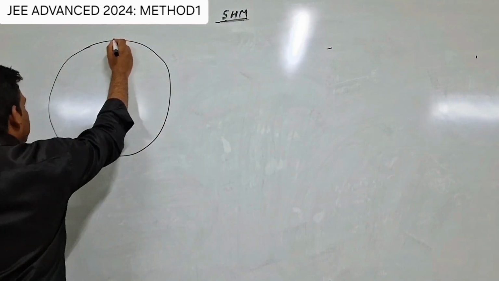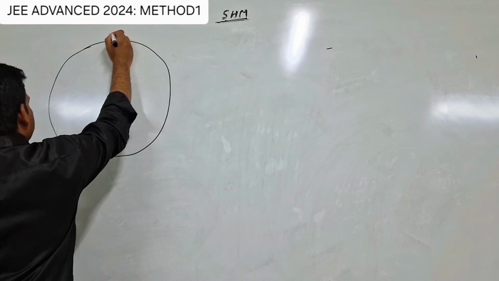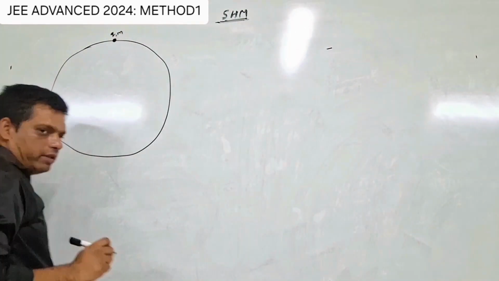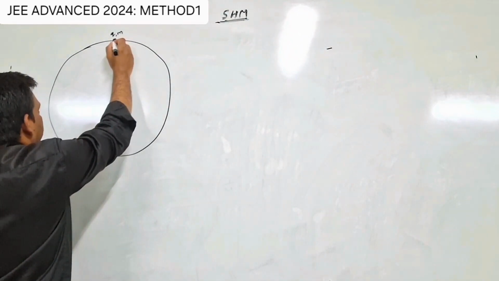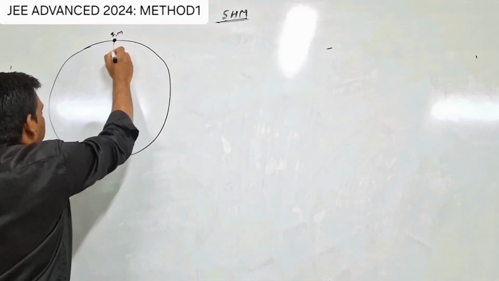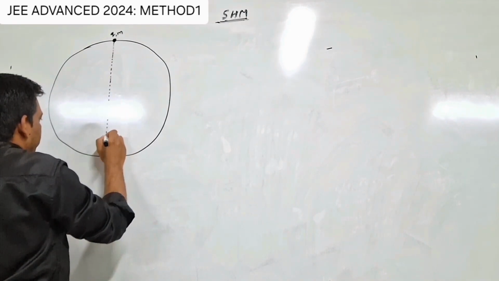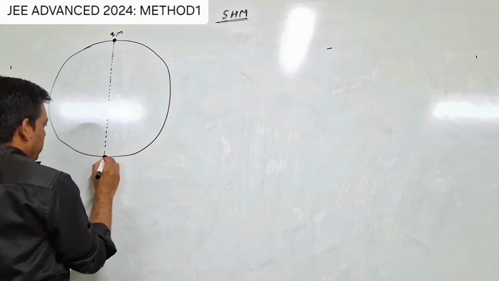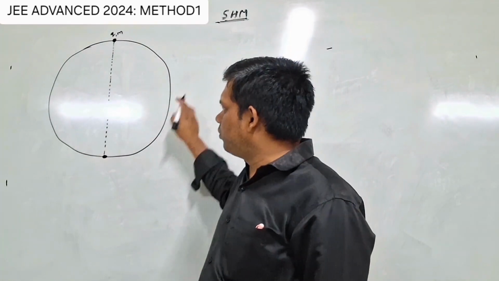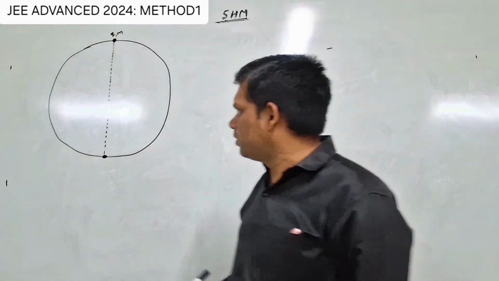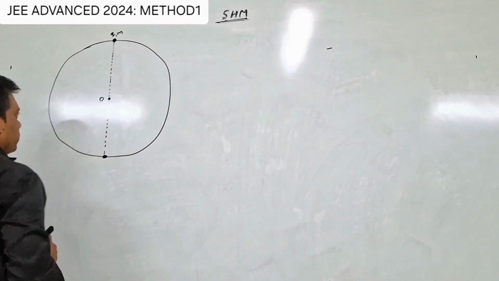One bead is fixed here, its mass is m and charge is q, and another bead is present at the diametrically opposite end here, and this bead is free to move on the hoop. This is the center O.